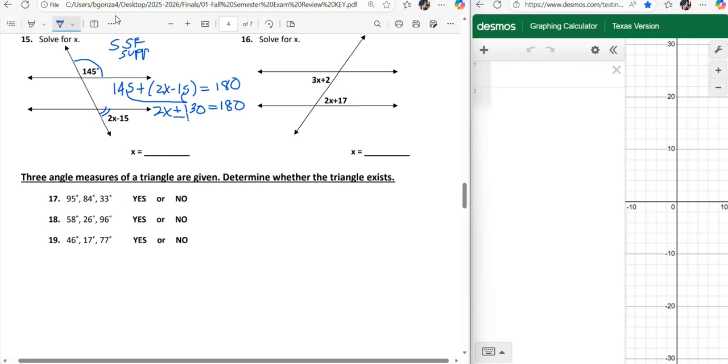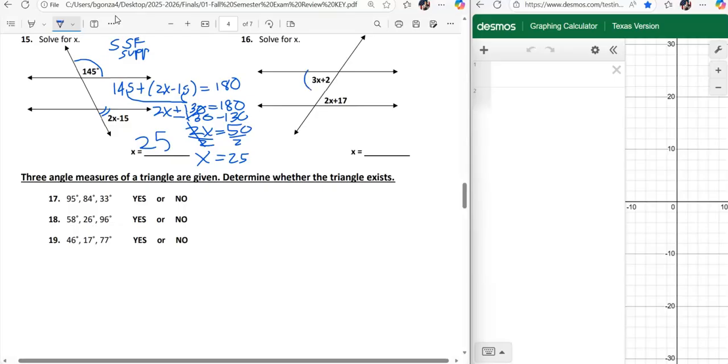okay, equals 180. Subtract 130, 2x equals 50. Divide by 2, and x equals 25. Okay, non-matching angles add up equal to 180. Combine like terms, get rid of the loner, divide.